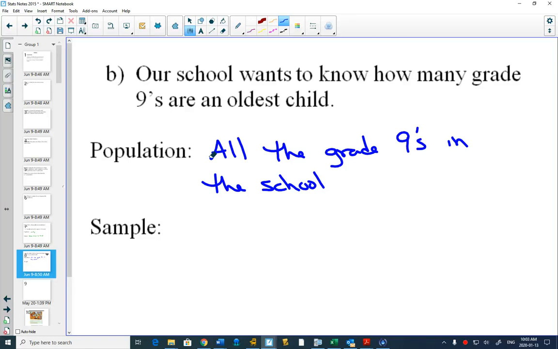Now, if you wanted to find a sample, what could you do? Justin, pick someone. Someone to tell me a sample. Luke, what would be a sample that you could find out? A survey of who? No, a survey is how you would do it, but the sample is who are you going to ask? All of them? Then it would be a census. A sample is not all of the grade 9s, but some of the grade 9s.